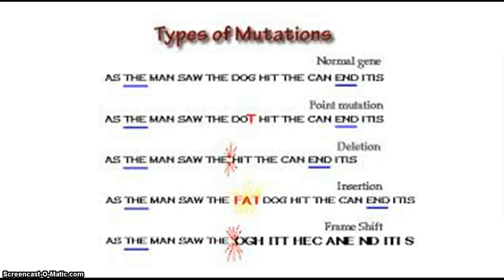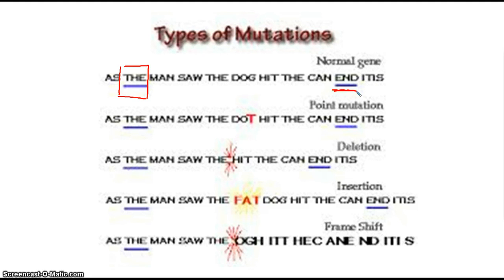Now there are different types of mutations, and I apologize, this slide might be a little hard to read. If we look at the normal gene up top, we start reading, and there'll be what's called a start codon. That's where we start reading, and then there'll be an end that's kind of like the period of DNA. It tells us where to stop. If we read this, it reads, the man saw the dog hit the can. And that is what that gene would express.